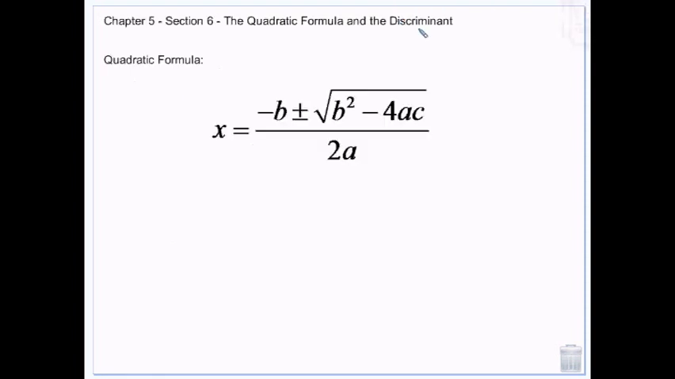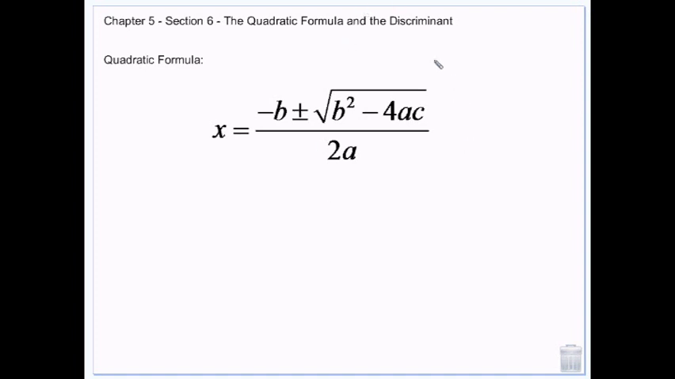We had graphing, which gives us perfect answers sometimes when you have perfect integer roots. We have factoring, which works sometimes because some things aren't factorable. We have completing the square, which will work every time, but sometimes it's not so pretty. Quadratic formula works 100% of the time.